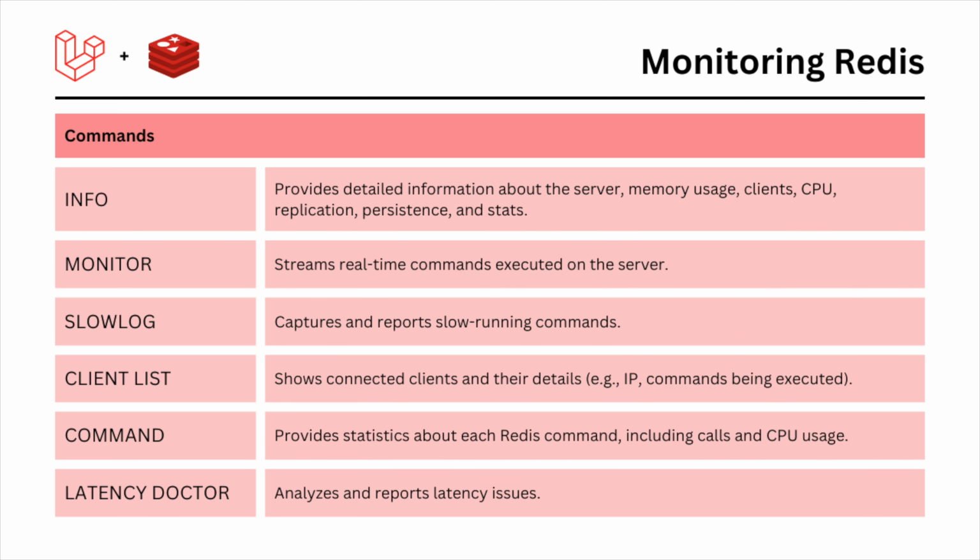So to monitor all those things we have commands. Info will provide you detailed information about the server and memory usage. Monitor lets you see the real-time commands executed on the Redis server. Slow log will capture and give you the slow running commands, and latency doctor will analyze latency issues and give you all the related information.